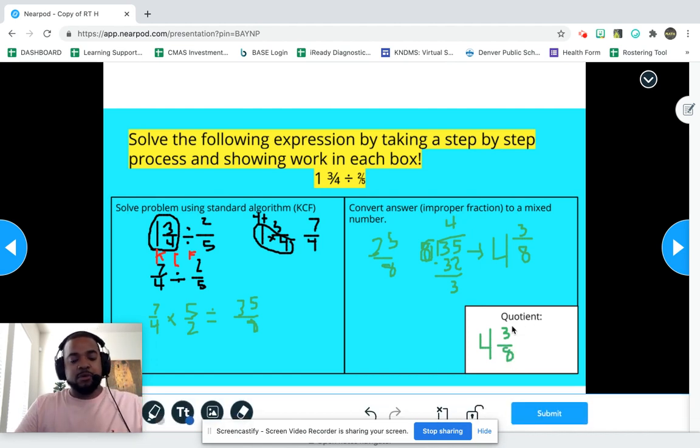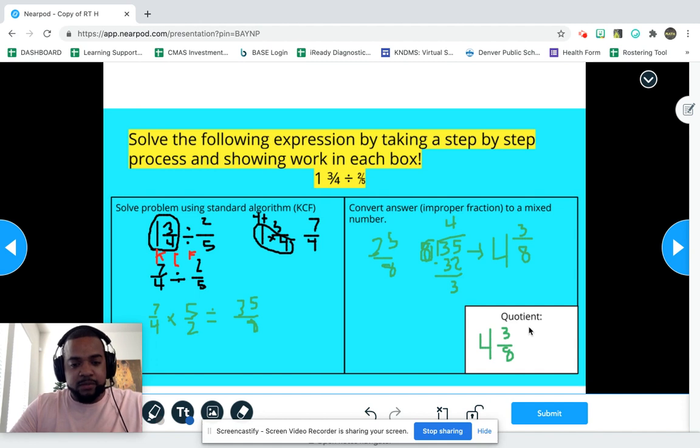So this is the work I want to be seeing on your end. I want to see you taking the steps, showing me each step of the process. Notice how I showed how I converted my mixed number to an improper fraction. I labeled my expression, then I rewrote it to show that I'm multiplying now, got my improper fraction, went ahead and divided it, got my answer. So when I'm looking for your work today, this is what I'm trying to see, exactly what you see here.